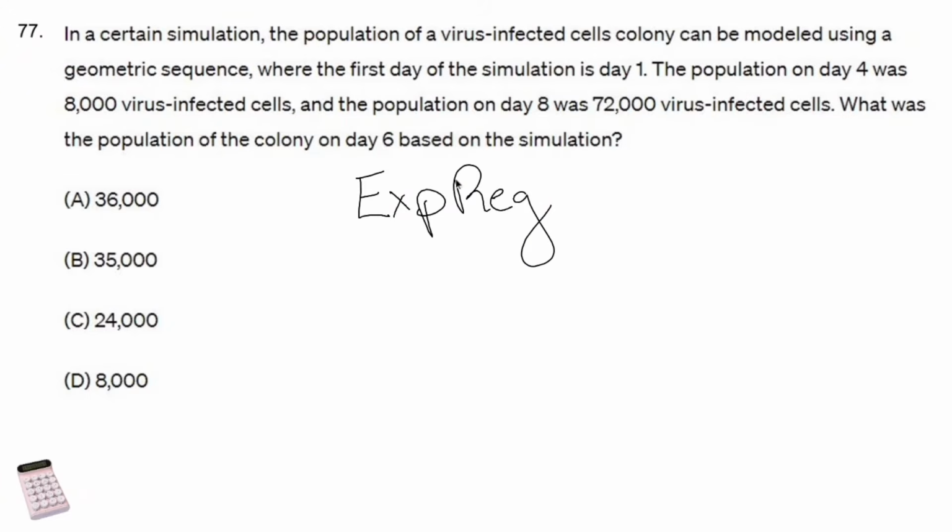So what we're going to do is we're going to run to our calculator. We're going to plug everything in. We're going to actually plug in 4, 8,000 and 8, 72,000, hit exponential regression, get an equation, and then see what happens when we plug in 6. Let's do it.